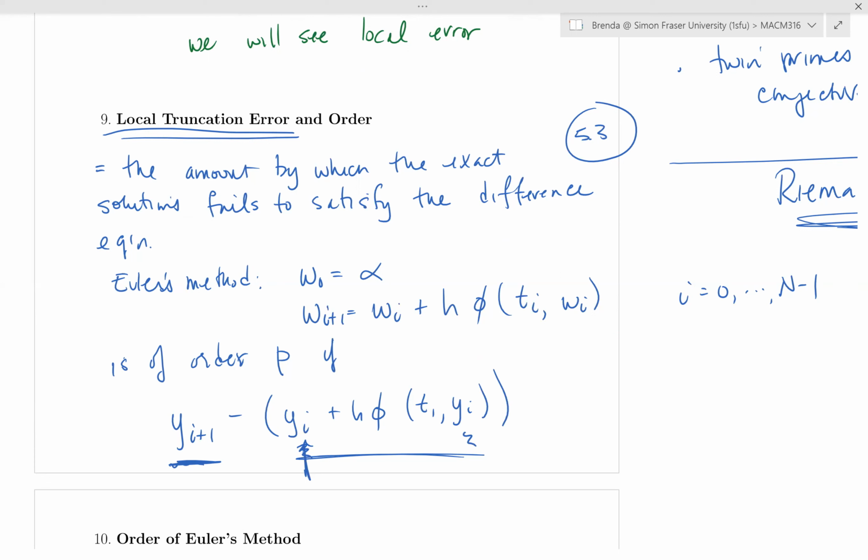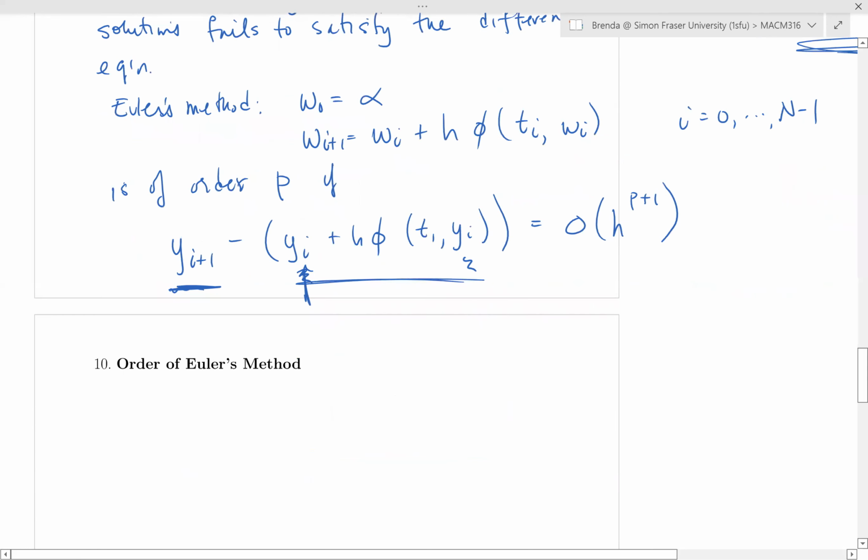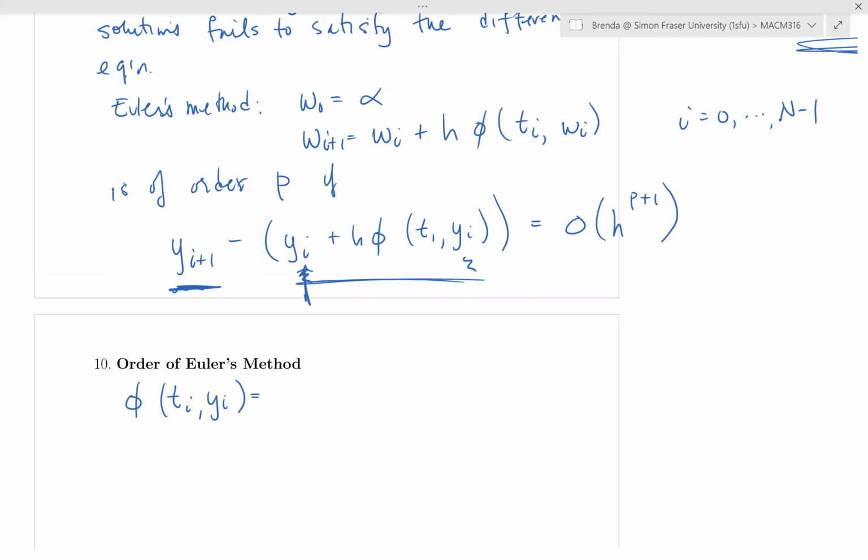Okay. That is of order p if this thing is O(h to the p plus 1). We call it order p. So we can do this with Euler's method. For Euler's method, what we have is that phi, the function of t_i, y_i, is simply that thing that's right in the differential equation.